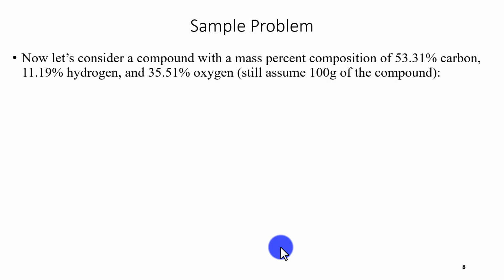Okay, time for you to try your hand at one of these. So consider a compound with a mass percent composition of 53.31 carbon, 11.19 hydrogen, and 35.51 oxygen. Figure out what the empirical formula is for this compound, and assume 100 grams of that compound to make the math easier. Just follow the 2 examples that I already gave you.